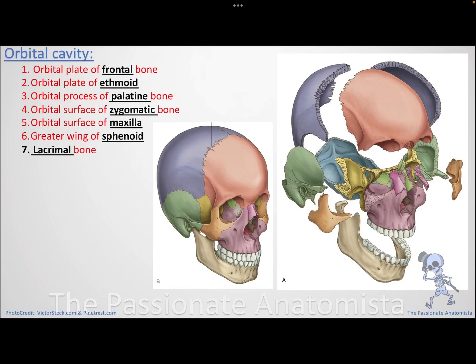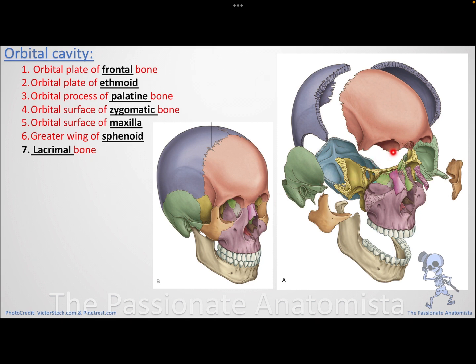So where is our eye, you guys? Our eye is located in the orbital cavity, and the orbital cavity is made by parts of bones that surround it. So how can we remember these bones? Remember that the big ones outside here are the frontal bone, the zygomatic and maxilla. Zygomatic and maxilla will give you orbital surfaces. So inside here, in this separated skull, the orbital surface of the maxilla will give you parts of the orbital cavity. So from the maxilla and zygomatic you have orbital surfaces, and from the frontal you have a plate up here, which is the orbital plate of the frontal bone.